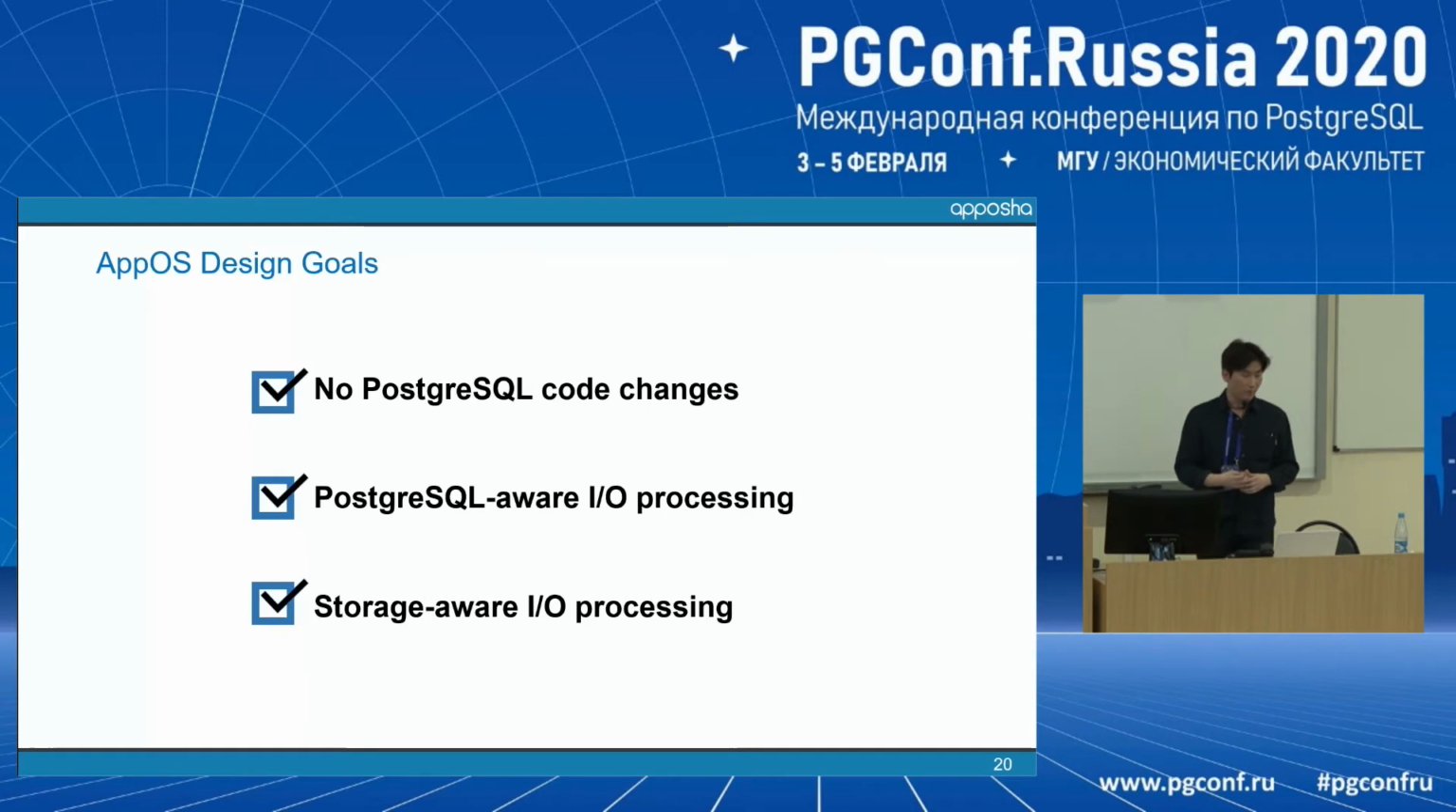The second one is that PostgreSQL has unique needs for file IOs, right? So this extension should provide PostgreSQL-aware IO processing. And the final one is, as I explained before, there are many types of storage, and each type of storage has different characteristics. So AppOS should be aware of the storage internals to get optimal performance. These are the 3 goals when we designed the AppOS extension.